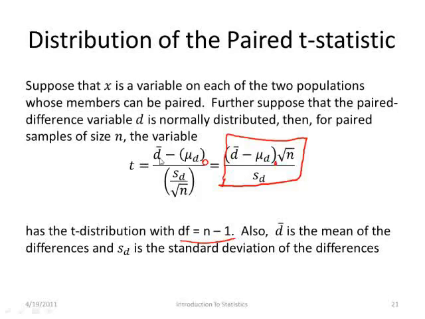So this D bar is going to be the mean of the pairwise differences, and S sub D is going to be the standard deviation of the differences. So these D bar and S sub D, when we have the data, are going to be something that we're going to have to compute. So that forms our foundation.